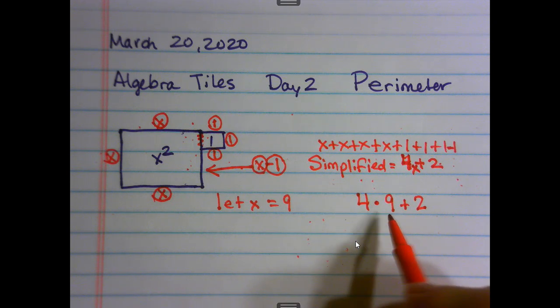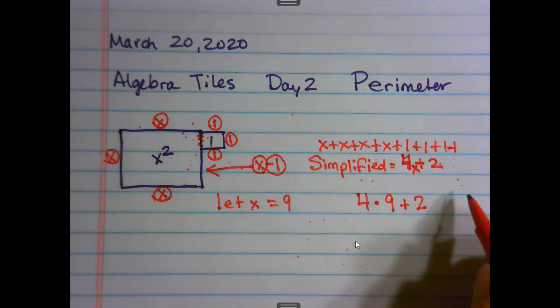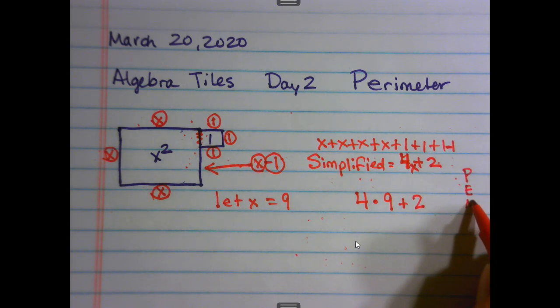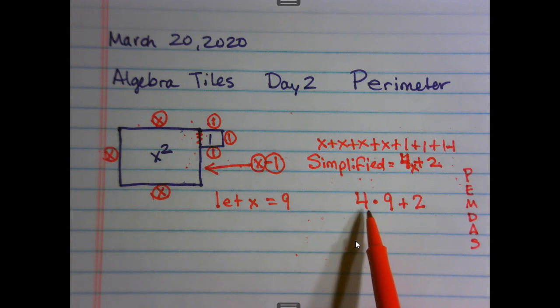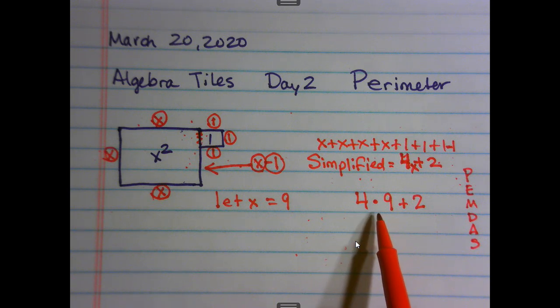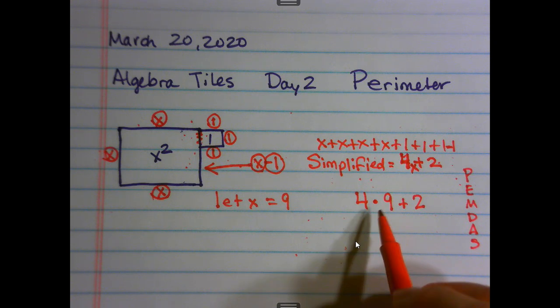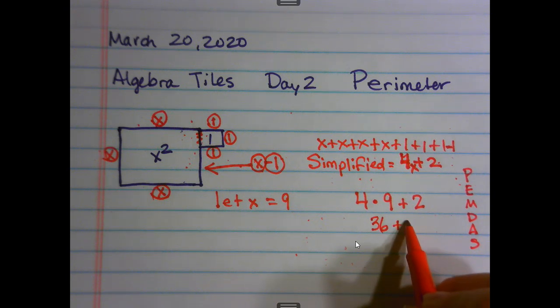4 times 9, I'm going to actually go back and double check and think about my order of operations. So my order of operations says I use parentheses first, exponents, then multiplication or division, then add or subtract. That's the order I solve in an expression like this or an equation. I don't have parentheses, I don't have exponents, but I do have a multiplication problem. So I'm going to go ahead and do my 4 times 9, which gives me 36. I'm going to add the number 2 to that.